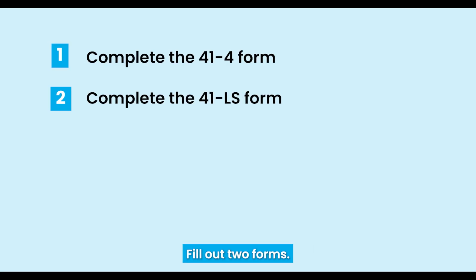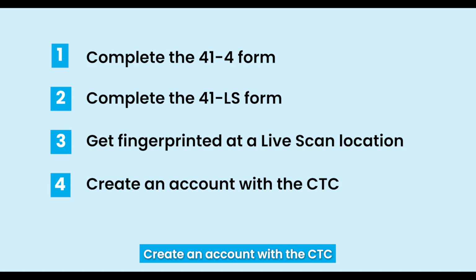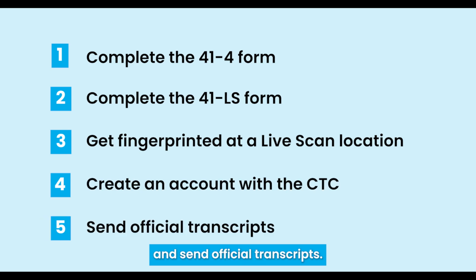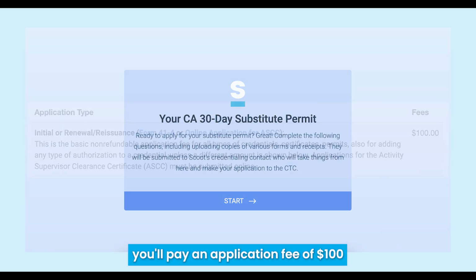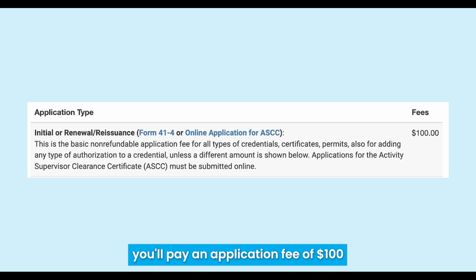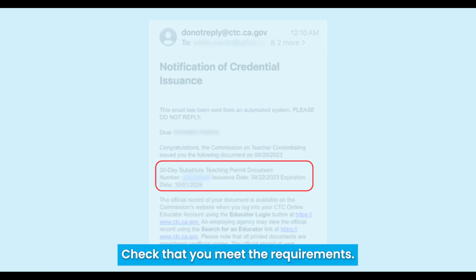Fill out 2 forms, get fingerprinted, create an account with the CTC, and send official transcripts. Then, you'll submit all your docs on Scoot's substitute permit request form. Lastly, you'll pay an application fee of $100 and then wait to receive your permit number in an email from the CTC. Before we explain the steps in detail, check that you meet the requirements.